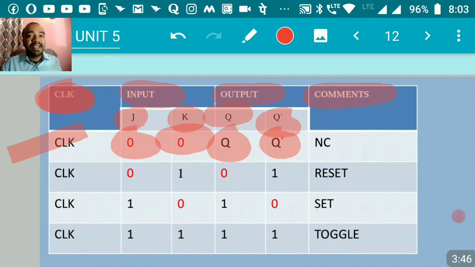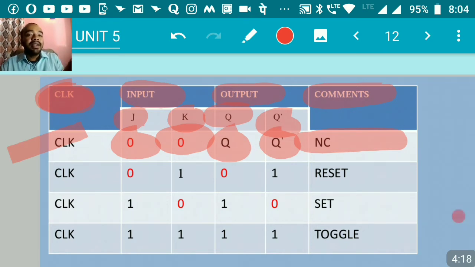Now your JK flip-flop goes into a state. That state is called the no change state of the given flip-flop. It is not going to show any changes. Whatever the previous output was in the JK flip-flop, the same output is going to continue because we have not disturbed any of the inputs. We have not given high for any of the inputs, J or K. That is why the flip-flop remains in the state of no change.